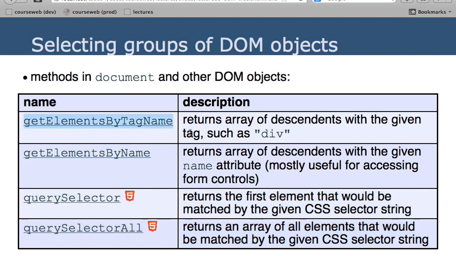These here get elements by tag name. What if you don't want all divs? What if you just want some divs, only divs with a class of whatever? Or what if you want everything with the class of foo, and different elements have that class of foo? Maybe there's a div with a class of foo, an h1 with a class of foo, and a p with a class of foo, and you want to get all of those.